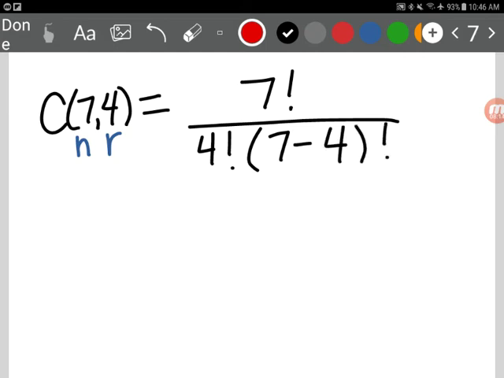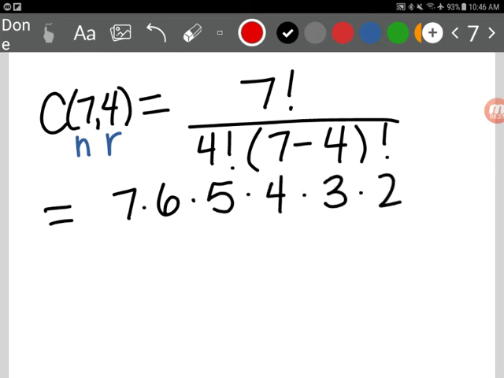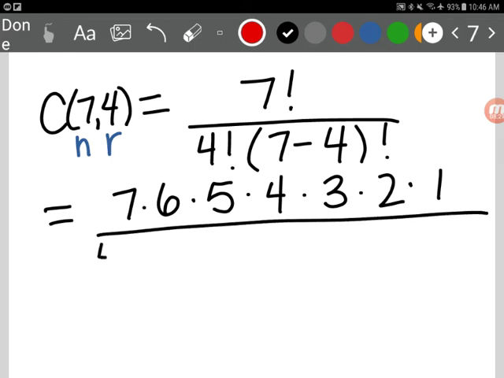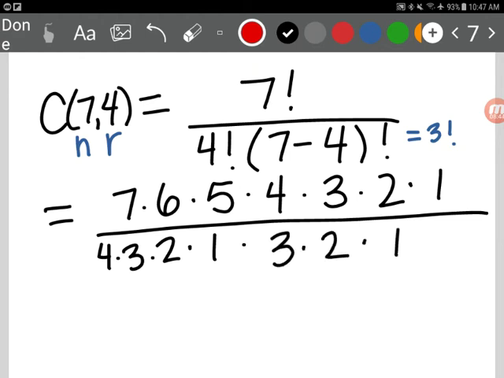And we go through the math again. We're going to count down that 7. 7 times 6 times 5 times 4 times 3 times 2 times 1. Break down that 4 factorial. 4 times 3 times 2 times 1. And we know that 7 minus 4 will give me that 3 factorial. So you're going to break down 3 factorial. So times 3 times 2 times 1.